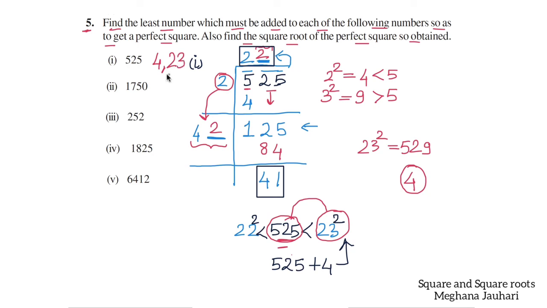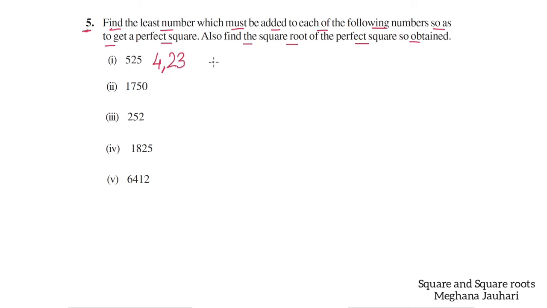4 is the least number and 23 is the square root, and in this way we will solve this type of questions. I hope you have understood.